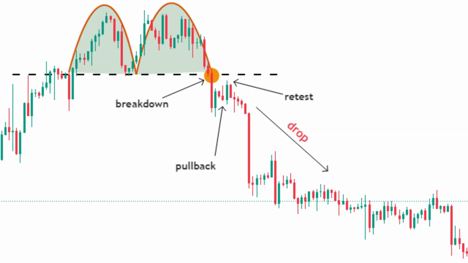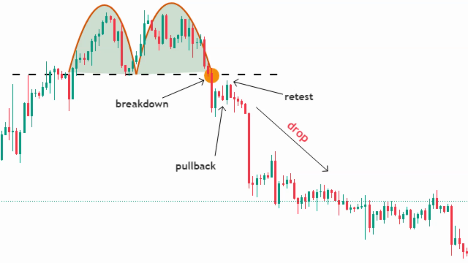After the breakdown, the price often retraces upward in what is called a pullback. During this pullback, the price returns toward the neckline to test it from below. This retest is crucial because it confirms that the neckline, which previously acted as support, has now become resistance. Traders closely observe this step to ensure that the breakout is genuine and not a false signal. Once the retest is complete and the price fails to break back above the neckline, the downtrend resumes, leading to a further drop in price.